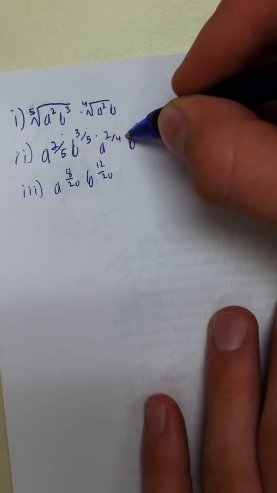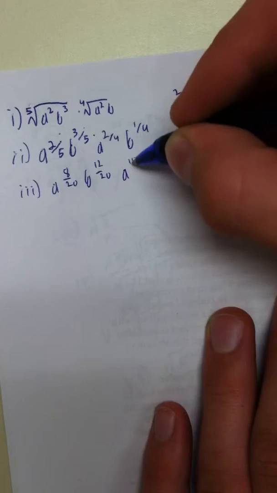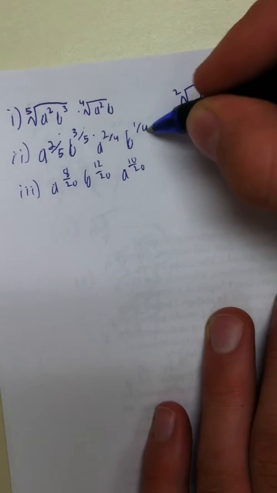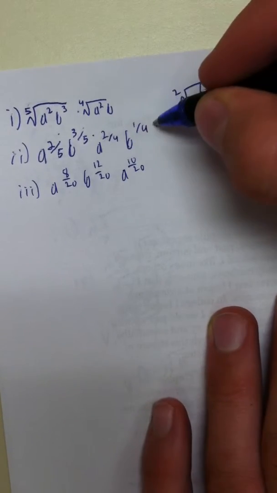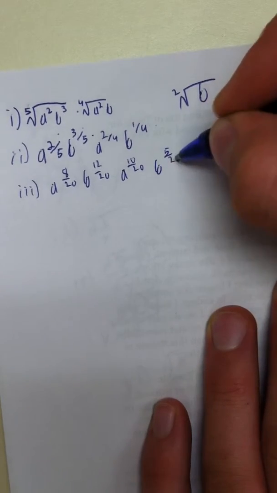4 times 5 equals 20. 2 times 5 equals 10. This is a to the 10 over 20. And 4 times 5 equals 20. 1 times 5 equals 5. This would be b to the 5 over 20.